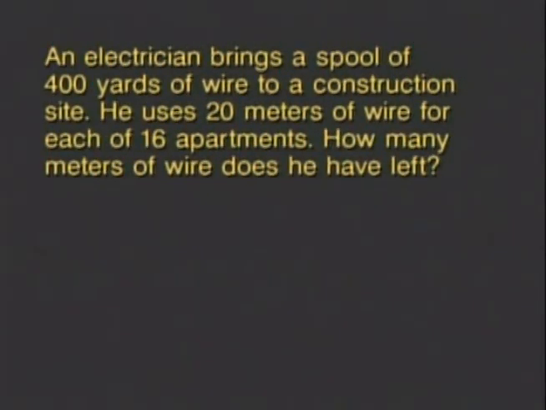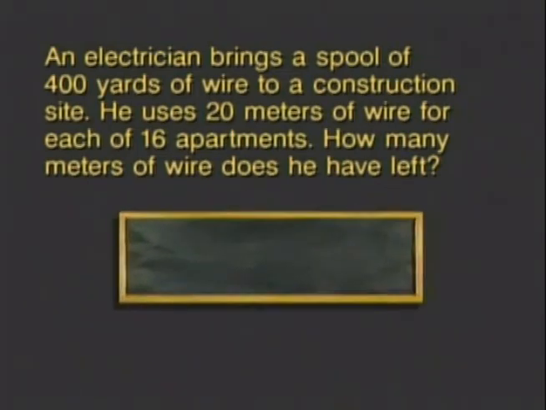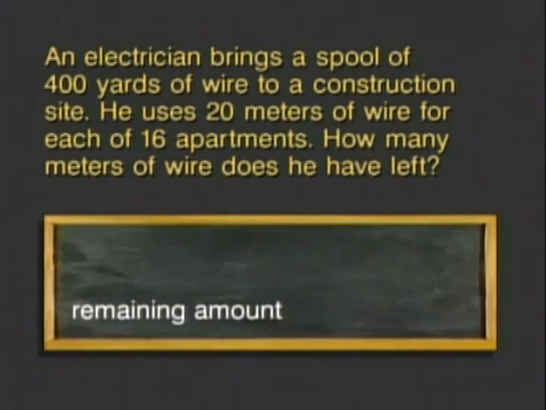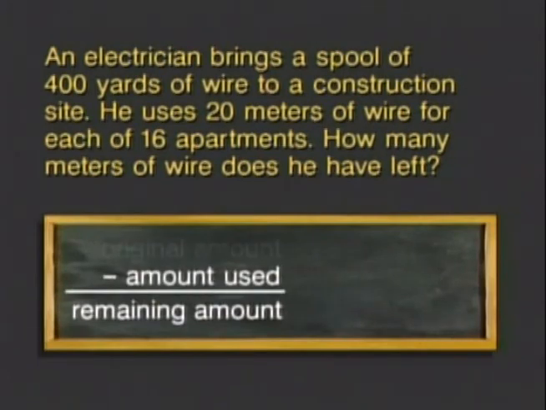Here's one more problem. An electrician brings a spool of 400 yards of wire to a construction site. He uses 20 meters of wire for each of 16 apartments. How many meters of wire does he have left when the job is finished? This problem has a few more steps than the previous problems. To find the remaining amount, we'll have to subtract the amount used from the original amount.